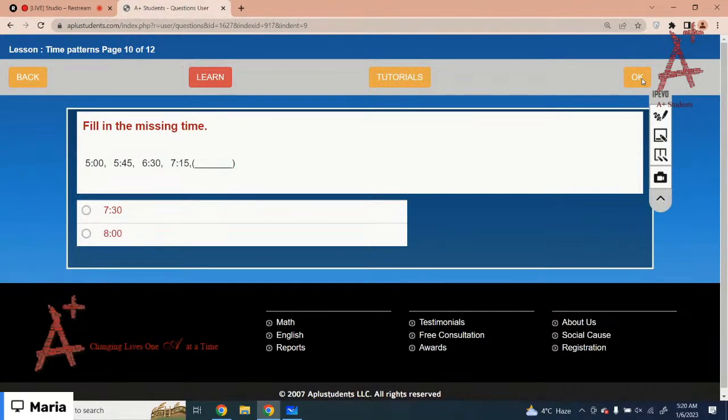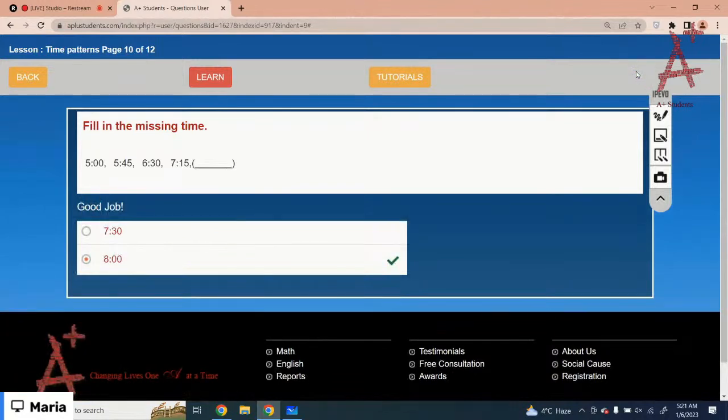Okay, fill in the missing time. So which time is missing? Each next time is 45 minutes ahead than the previous one. Got it? So add 45 minutes to 7:15, the next one is 8. Got it? The next one is 8.